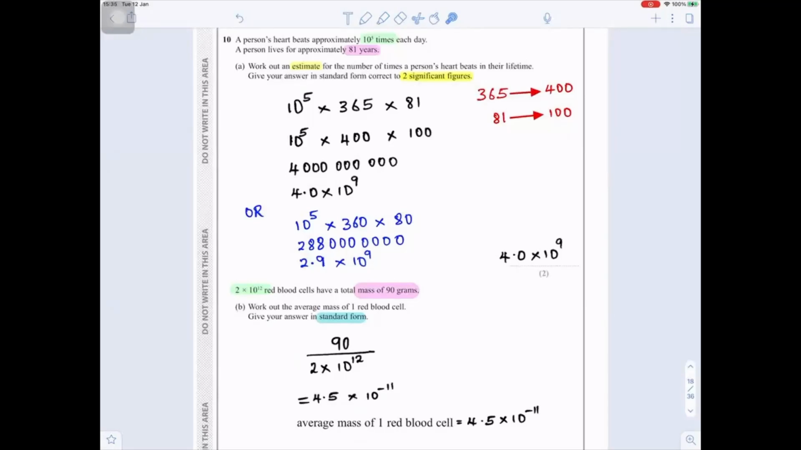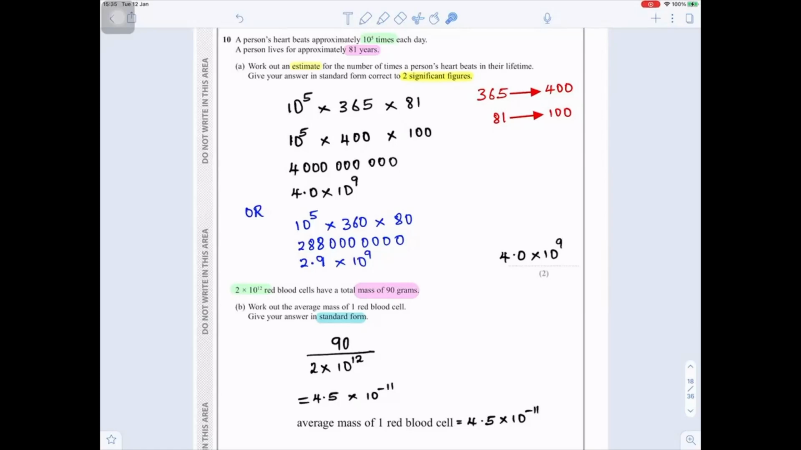Part B says 2 times 10 to the 12 red blood cells have a total mass of 90 grams. Work out the average mass of one red blood cell. Give your answer in standard form. So you want to divide 90 by 2 times 10 to the 12. It would be 4.5. 9 divided by 2 is 4.5. So 4.5 times 10 to the minus 11. So the average mass of one red blood cell is 4.5 times 10 to the minus 11. So that's how you do question 10.